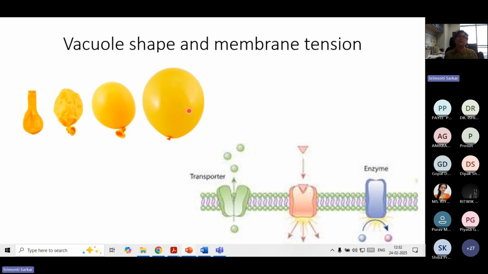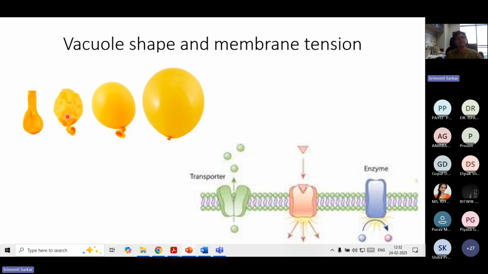What happens is that when you add ethanol, if you think back, I told you that because ethanol is hydrophobic, the membrane is not going to be as tightly packed. The lipids are not as tightly packed, so the membrane becomes more fluid. When the membrane becomes more fluid, it results in reduction of the membrane tension. So when you make the surrounding environment more hydrophobic, the membrane of the vacuole goes from being that of an inflated balloon to a partially deflated balloon.